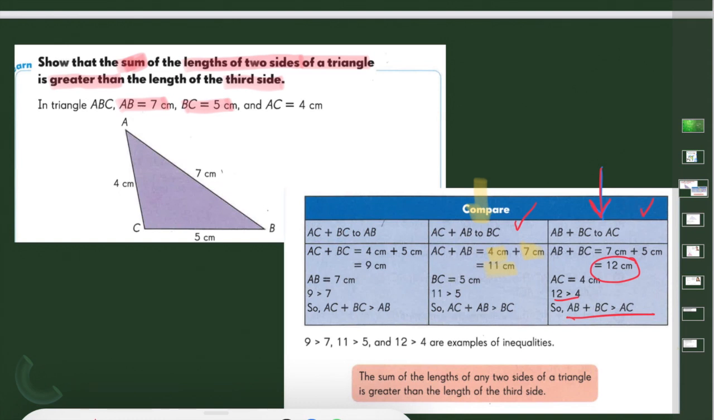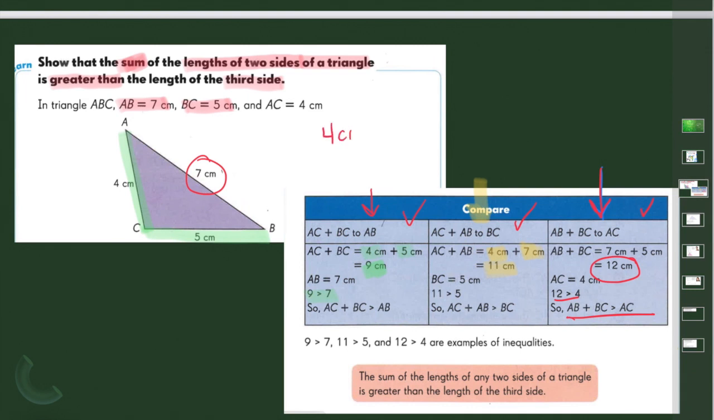And the last one let's look at is side AC, so 4 centimeters, plus BC, 5 centimeters. Well, 4 plus 5 is 9, and 9 is greater than that third side, which is 7 centimeters, so that checks out. So we can have a triangle that has the side lengths of 4 centimeters, 7 centimeters, 5 centimeters. This does form a triangle.